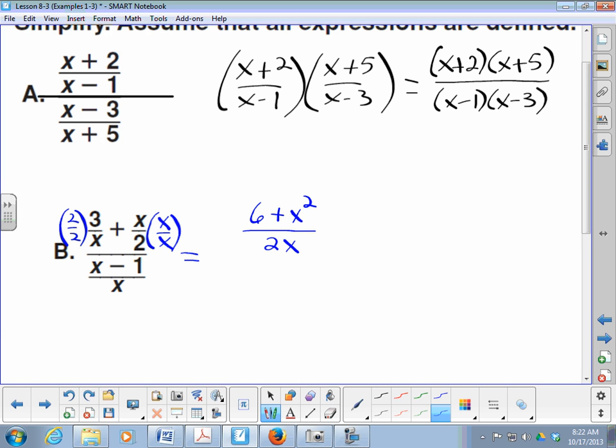I'm dividing by a fraction, right? So if I'm dividing by a fraction, I need to multiply by the reciprocal, so I can rewrite this as x over x minus 1. Okay.